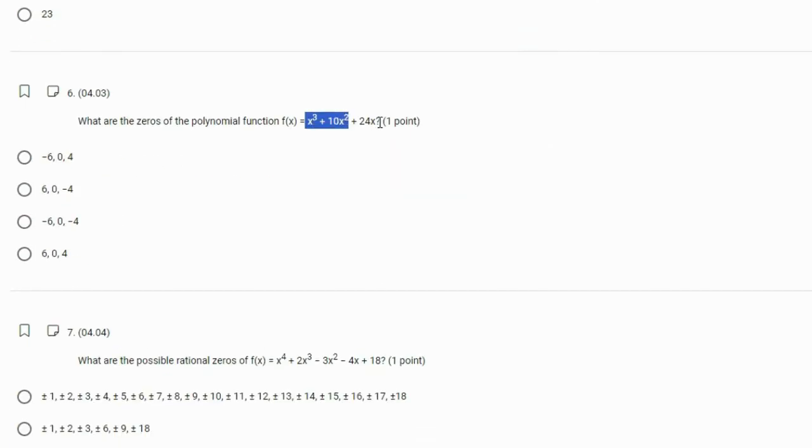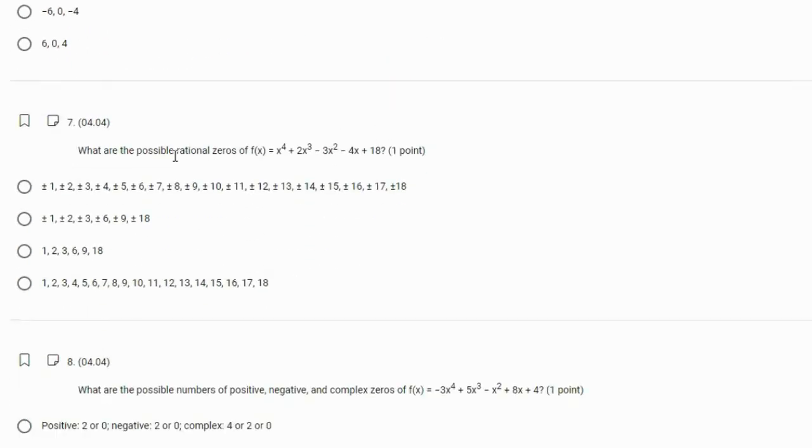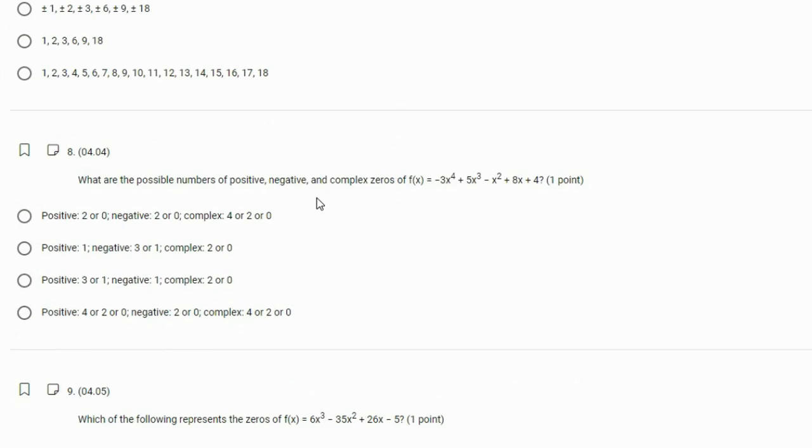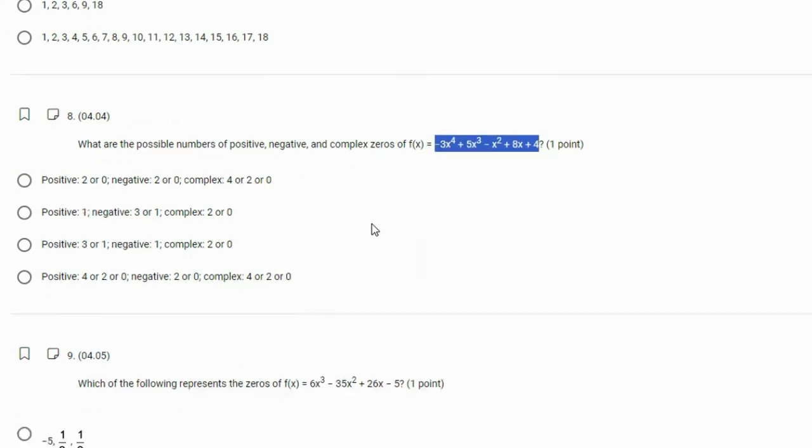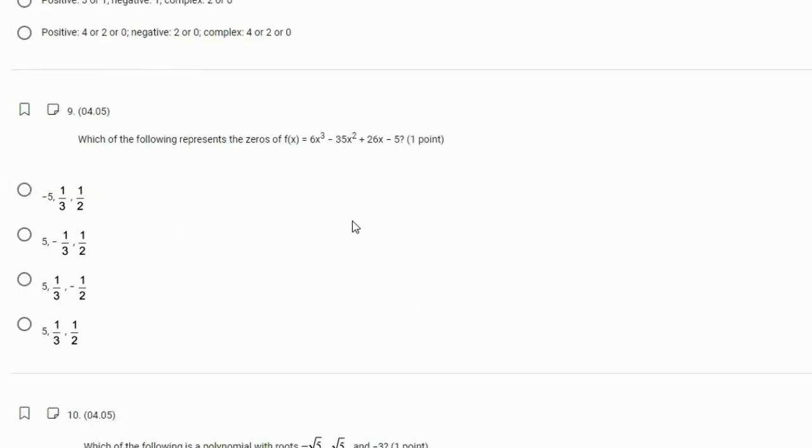What are the zeros of this function? What are the possible rational zeros of this? Oh, I love it. Since P is 18, is it 1, 2, 3, 4, 5, 6, 7, 8, 9, 10, 11, 12, 13? Is it 36 different possibilities? Or can you narrow that down some? What are the possible number of positive, negative, and complex zeros? So that's Descartes' rule of signs right there. Which of the following represents the zero? So what are the zeros of this equation, basically?